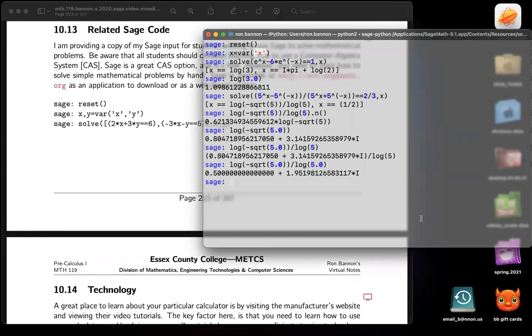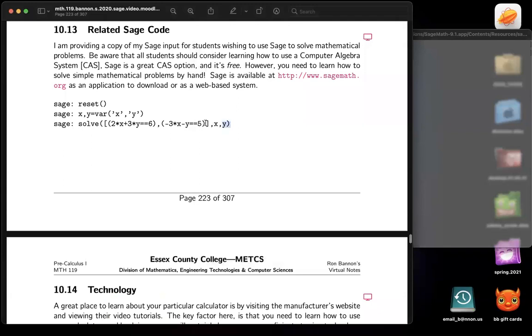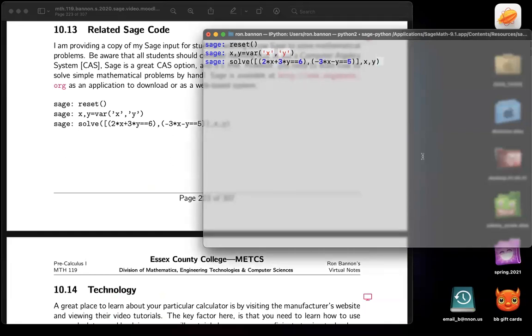All right. Let me clear. I'm going to reset again. Two variables, x, comma, y equals var, x and y. I'm defining x and y as variables. And we'll try to copy paste. And this is what's known as a simultaneous equation. A system of simultaneous equations is one linear equation and another linear equation.